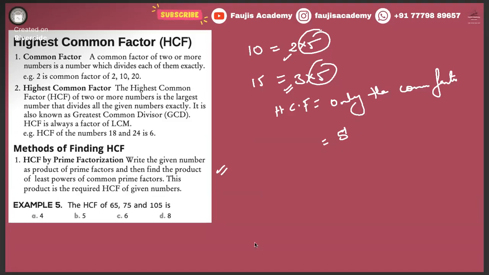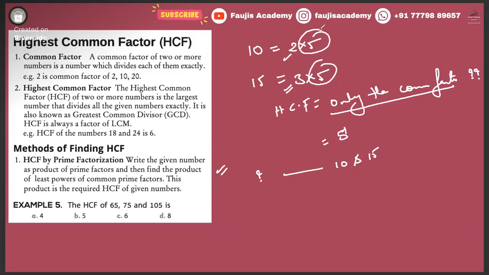Why are we taking only the common factor? That's my question. The whole point of finding the highest common factor or HCF is to find out the number which divides the given numbers. Find out the number which divides the given numbers 10 and 15, both of them.